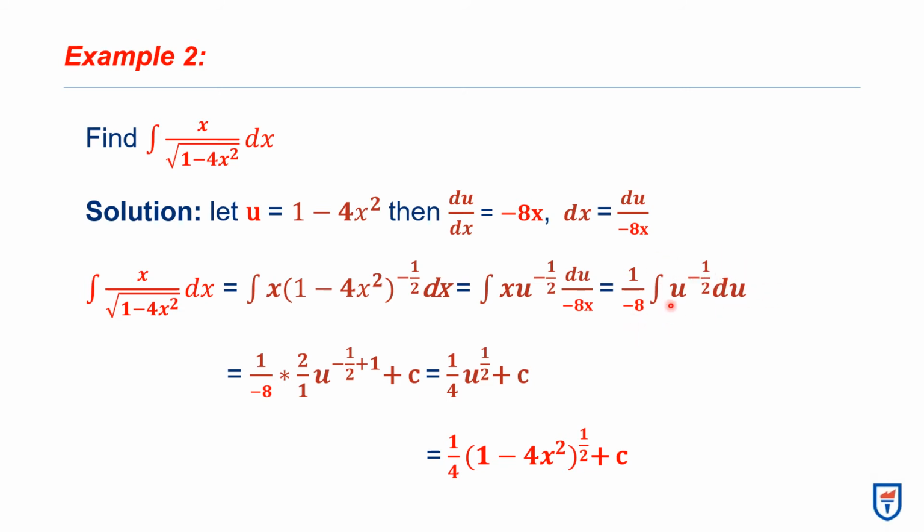And now we integrate u to the power negative half, which means we're going to add 1 to the power, which is minus half plus 1, divided by minus half plus 1, and we're going to end up having our result as 1/4 u to the power half plus c, which is an arbitrary constant. And our final result, when we return the actual value of u, is 1/4 into bracket 1 minus 4x squared to the power half plus our arbitrary constant.